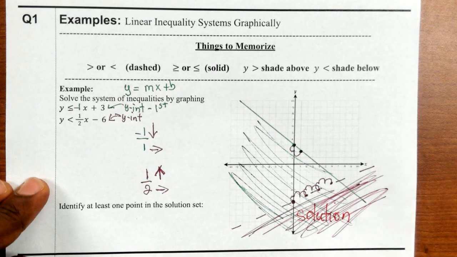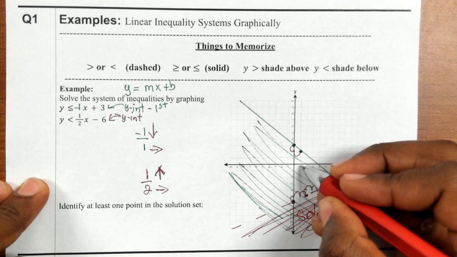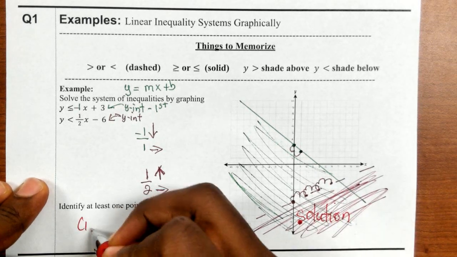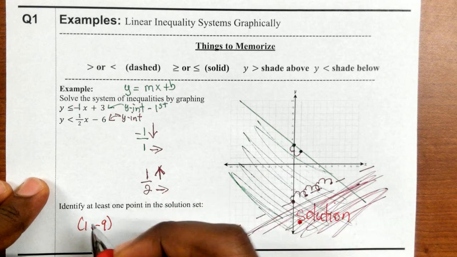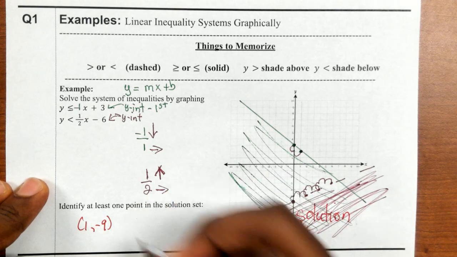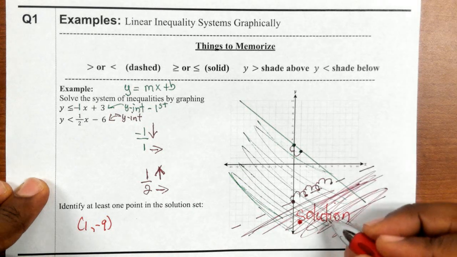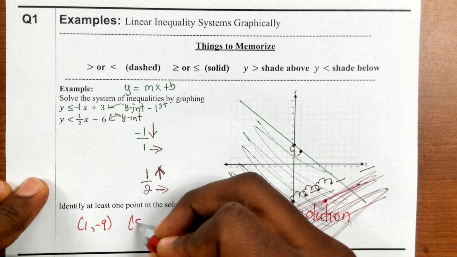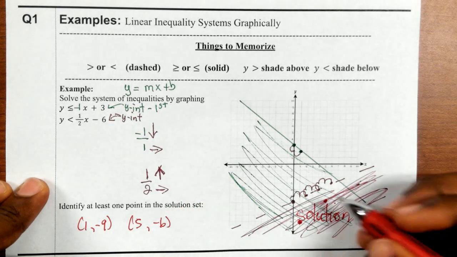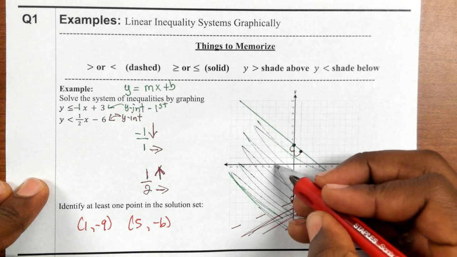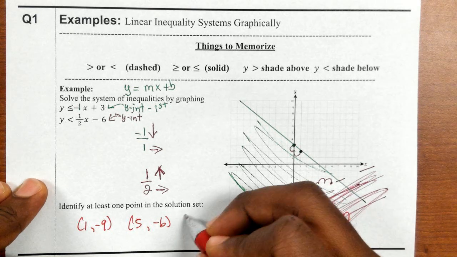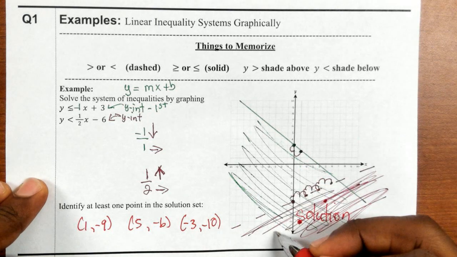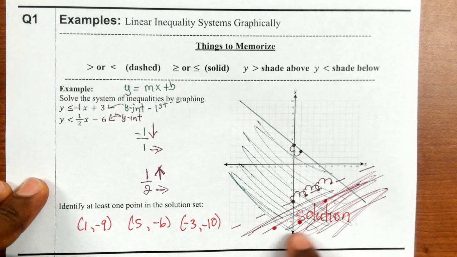So let's find a coordinate. A coordinate that could work could be this coordinate right here, 1, negative 9. So 1, negative 9 would work. All right. So again, you need to list at least one, but we're going to list out a few. So 5, negative 6 could work. And another one that could work could be negative 3, negative 10. That would be right here. Okay? So again, any of those points would work.